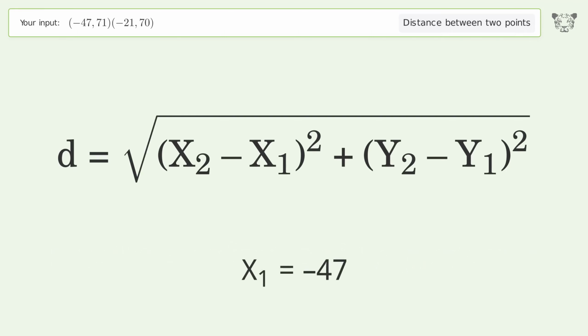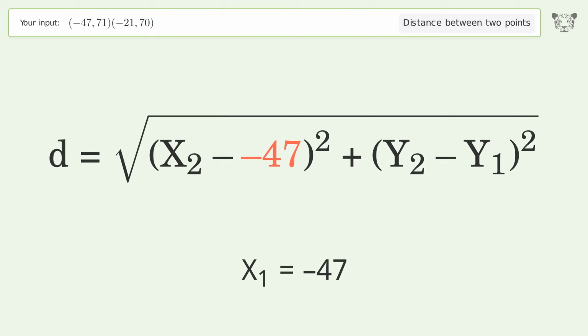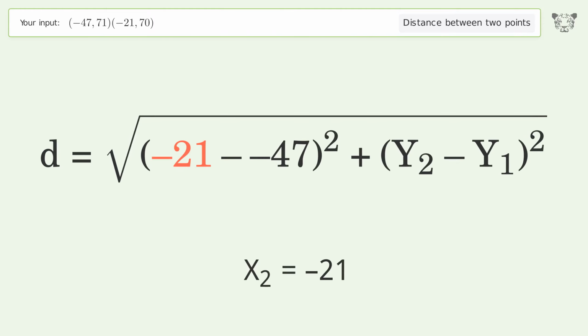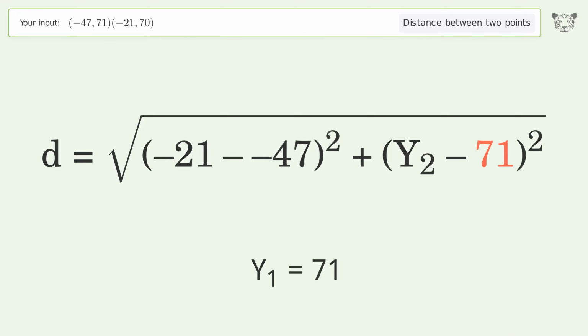x1 equals -47. x2 equals -21. y1 equals 71. y2 equals 70.